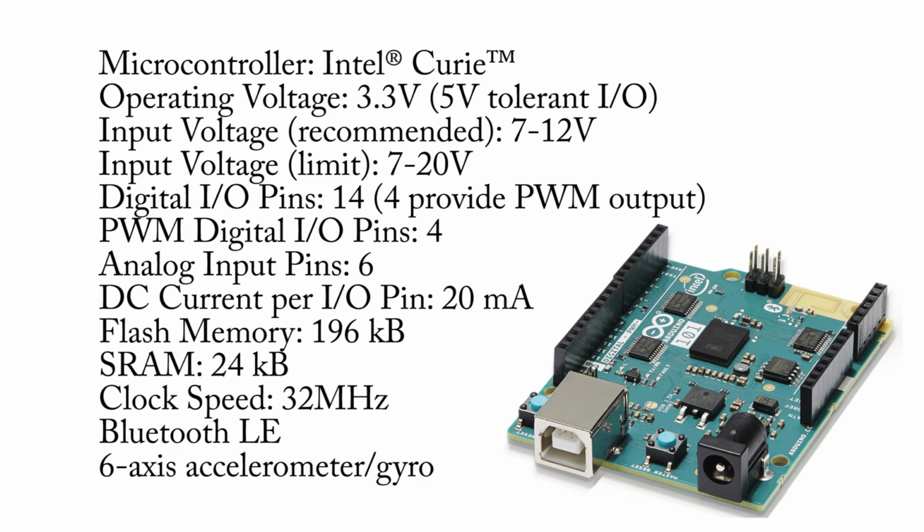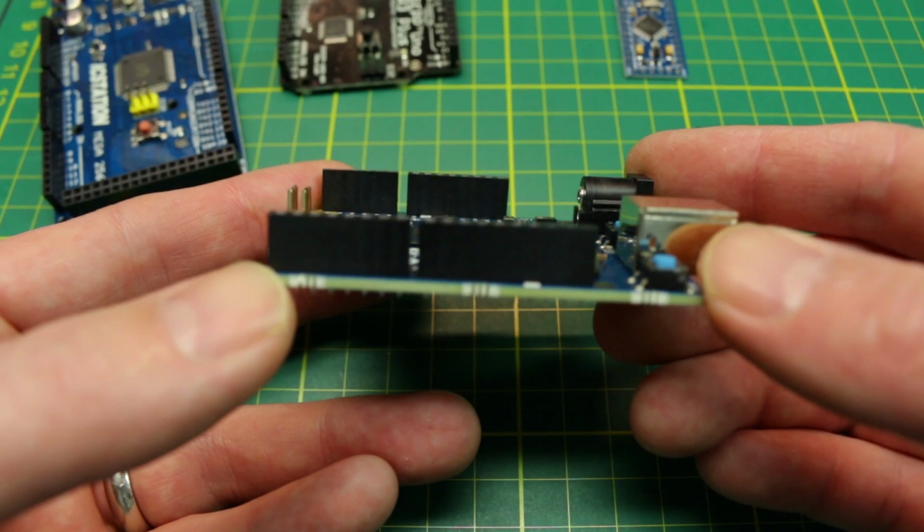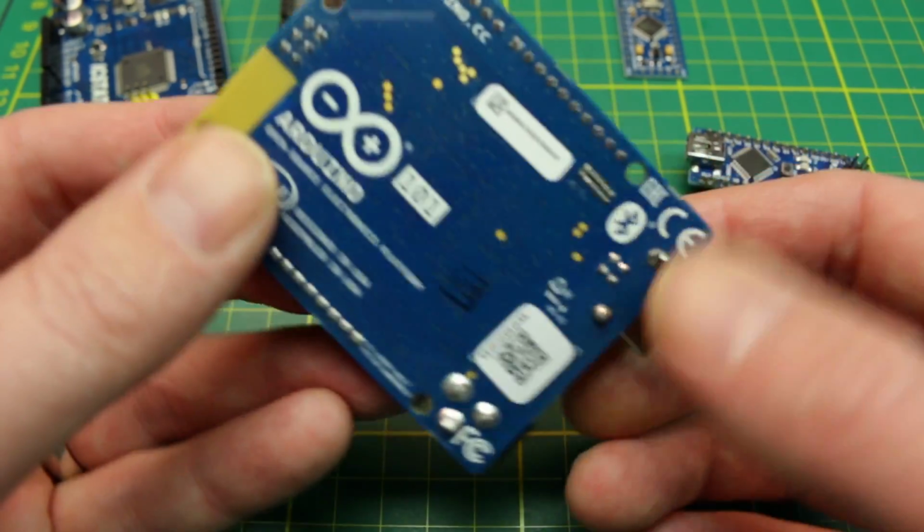Here are the main specs of interest. Most notable are the changes in the PWM pins down to 4 and the memory values at 196 kilobytes of flash and 24 kilobytes of SRAM. The Quark processor is an absolute beast at 32-bit, 32 MHz.